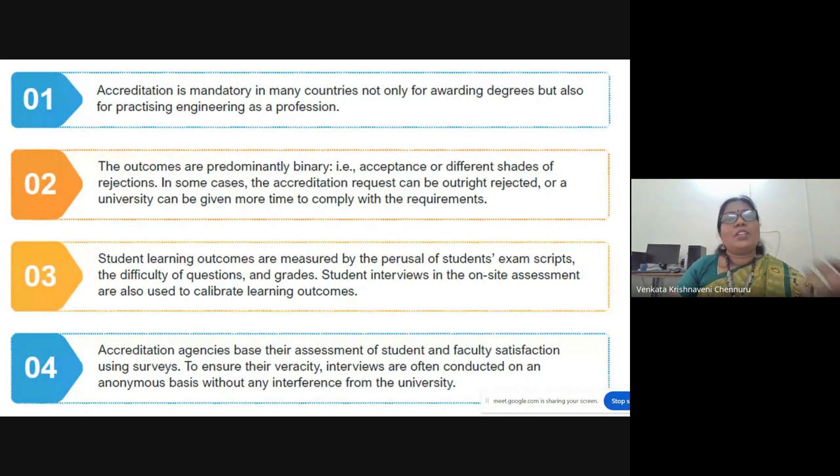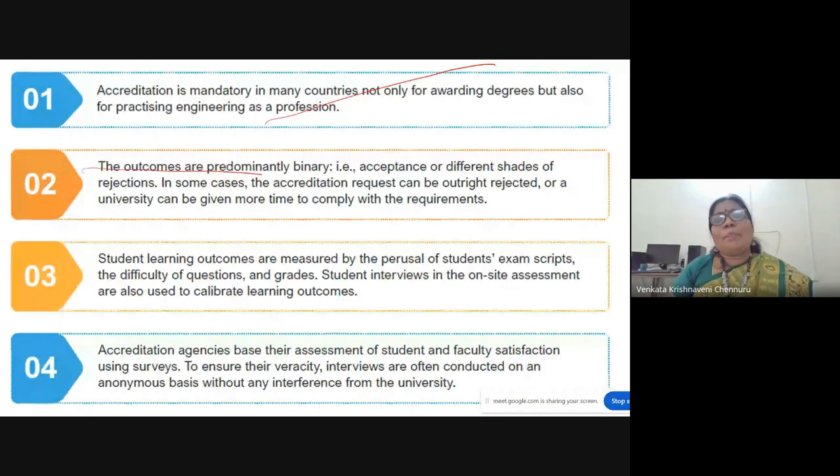Now, the best practices they follow: first thing is, accreditation is mandatory in many countries, not only for awarding degrees, but also for practicing engineering as a profession. But many of our institutions in India have not yet gone for accreditation because of the manual work involved. That could be one of the reasons.